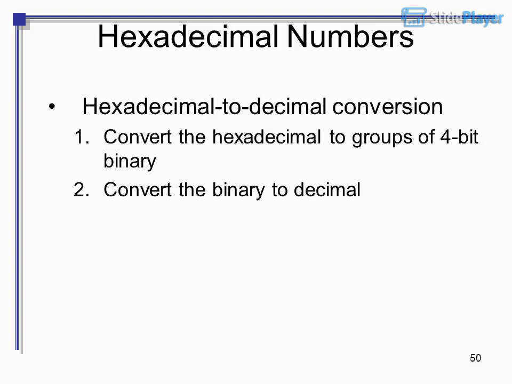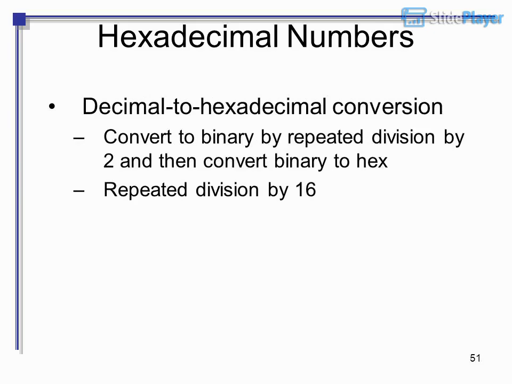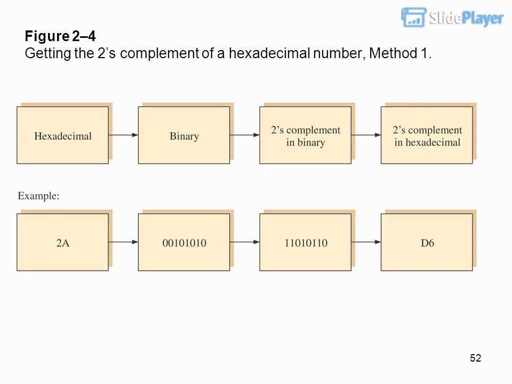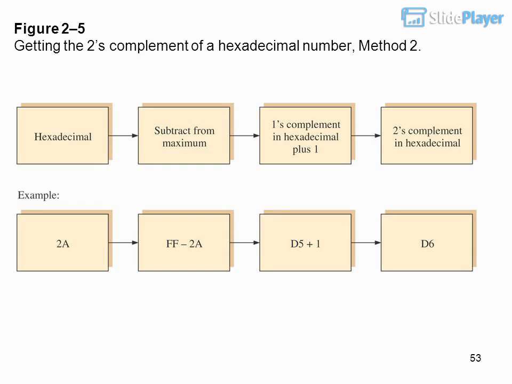Convert the hexadecimal to groups of 4-bit binary. Convert the binary to decimal. Hexadecimal numbers: decimal to hexadecimal conversion. Convert to binary by repeated division by 2 and then convert binary to hex, or use repeated division by 16. Figure 2: getting the 2's complement of a hexadecimal number, method 1 and method 2.